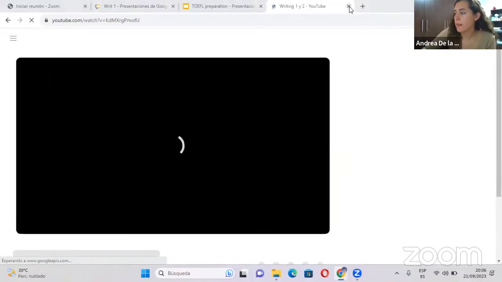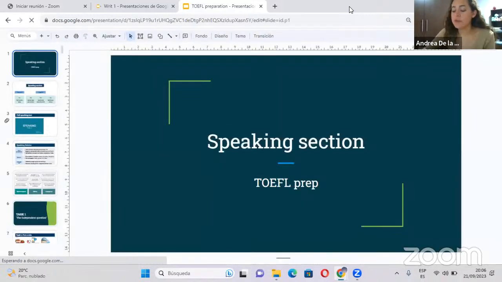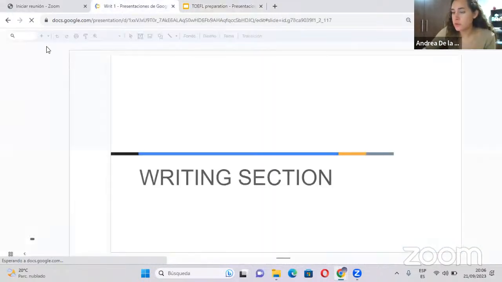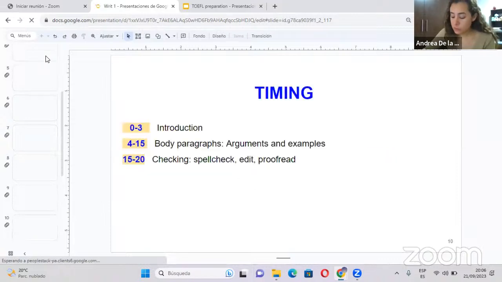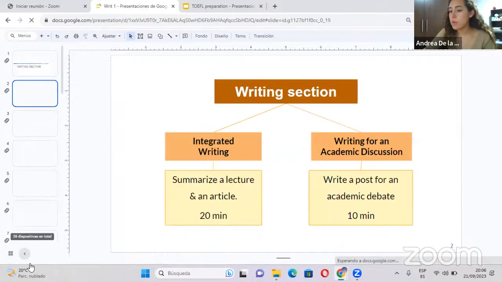Okay. So now that we're done with the integrated writing, we finished the first writing task, right? Remember we said in the writing section, we have a total of 2 different questions. The first is the integrated writing, and the second is called the writing for an academic debate, which is relatively new. So now that we have covered the first one, we're going to move on to the second question, the writing for an academic debate. That's what we're going to be doing today.